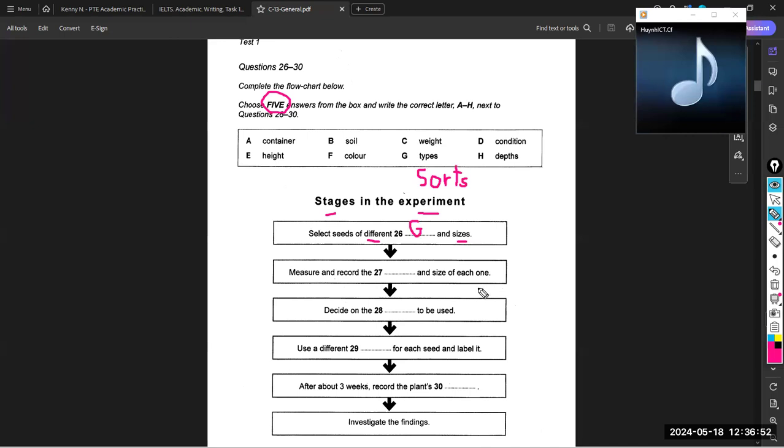Then for each seed, for each one, okay. We need to find out how much it weighs. How much it weighs. So weight is a noun, weigh is a verb.